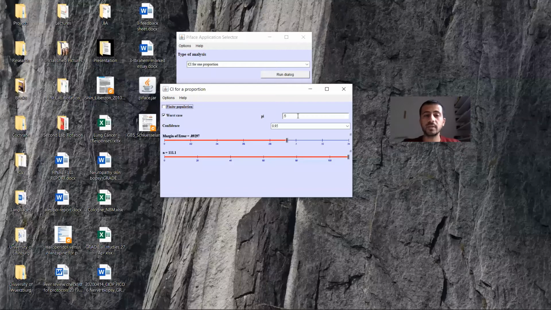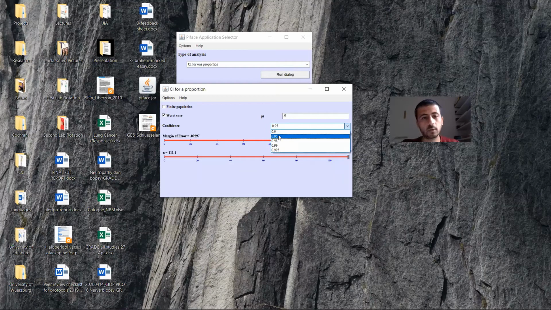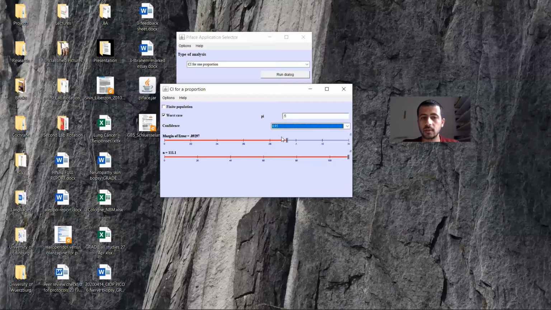So I take the worst case, and this worst case will make the number higher. With the confidence interval, usually we use 95%. Of course we can increase or decrease it, but usually it is used like this. And what is the margin of error? Have you just attended the video I sent to you in the morning?